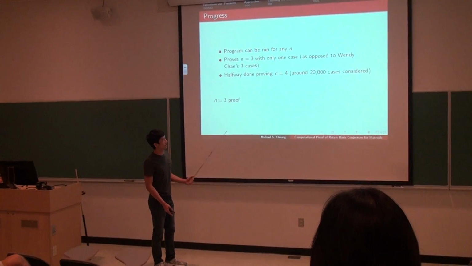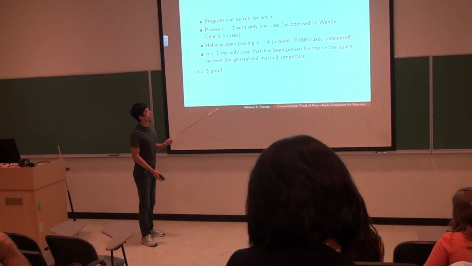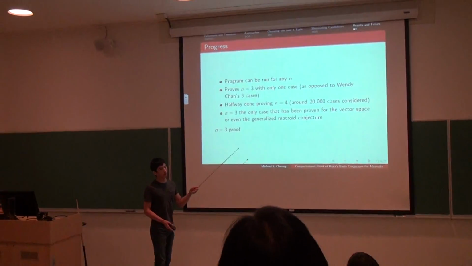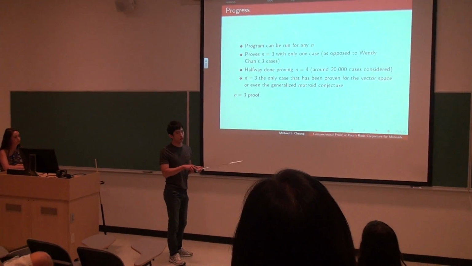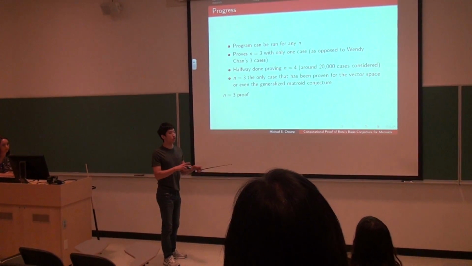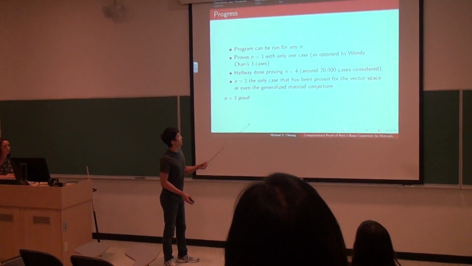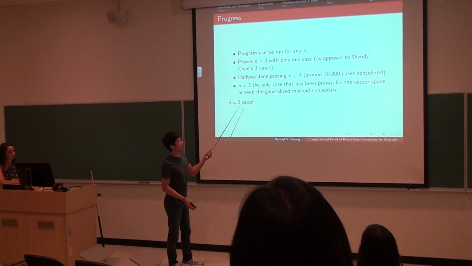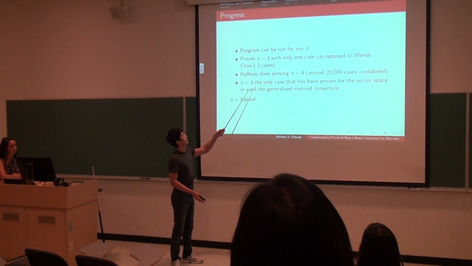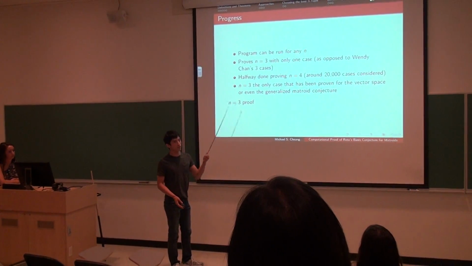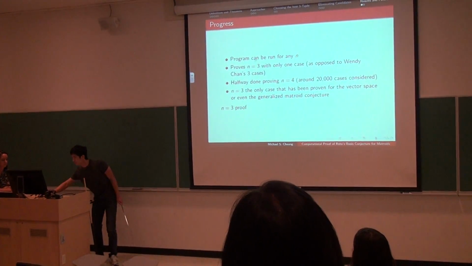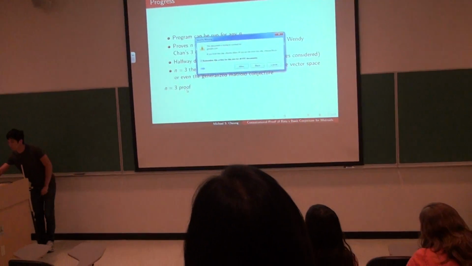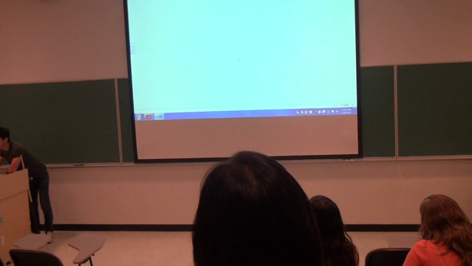And so this is a significant result because n equals 3 is the only case that's been proven for all vector spaces. All the other cases have been proven with the Alon-Tarsi conjecture, which doesn't imply all vector spaces. And it's also the only case that's been proven for the generalized matroid conjecture. So if it finishes, it would be the second case that's ever been proven. So, the full proof for n equals 3.